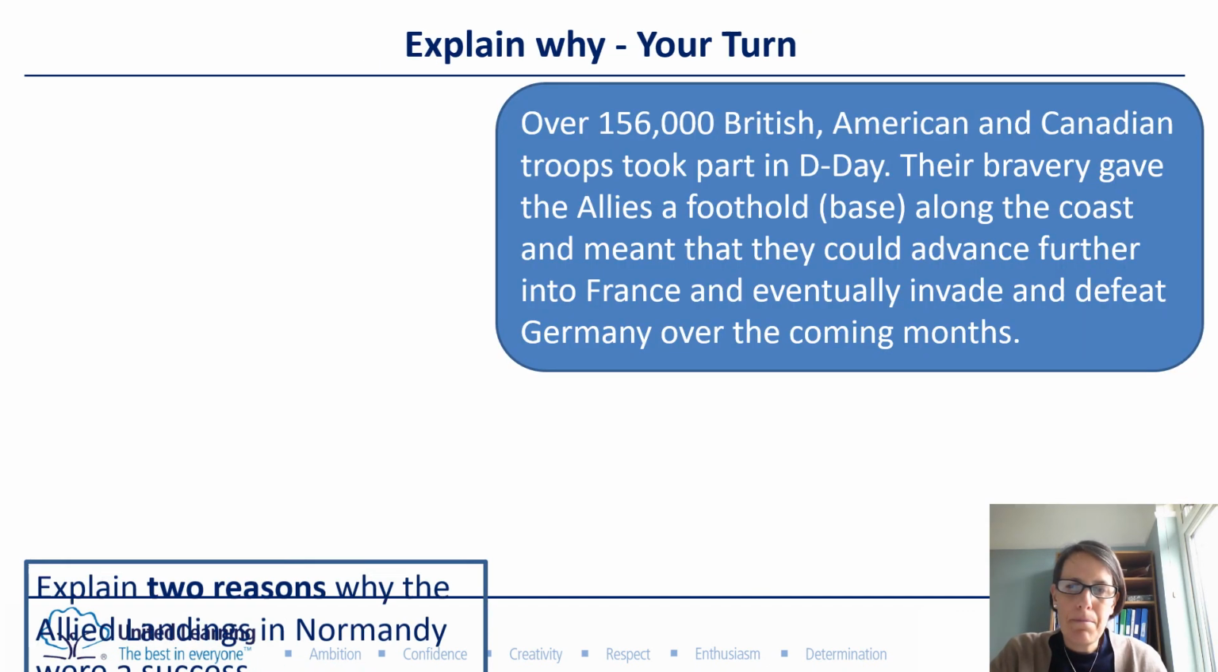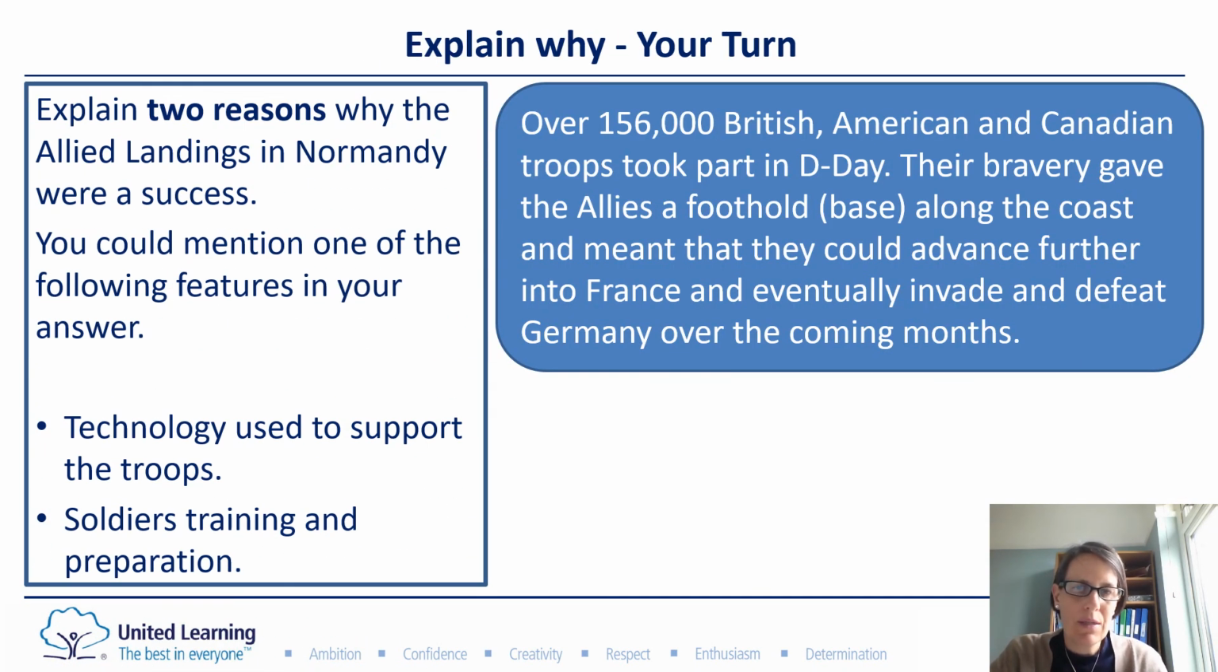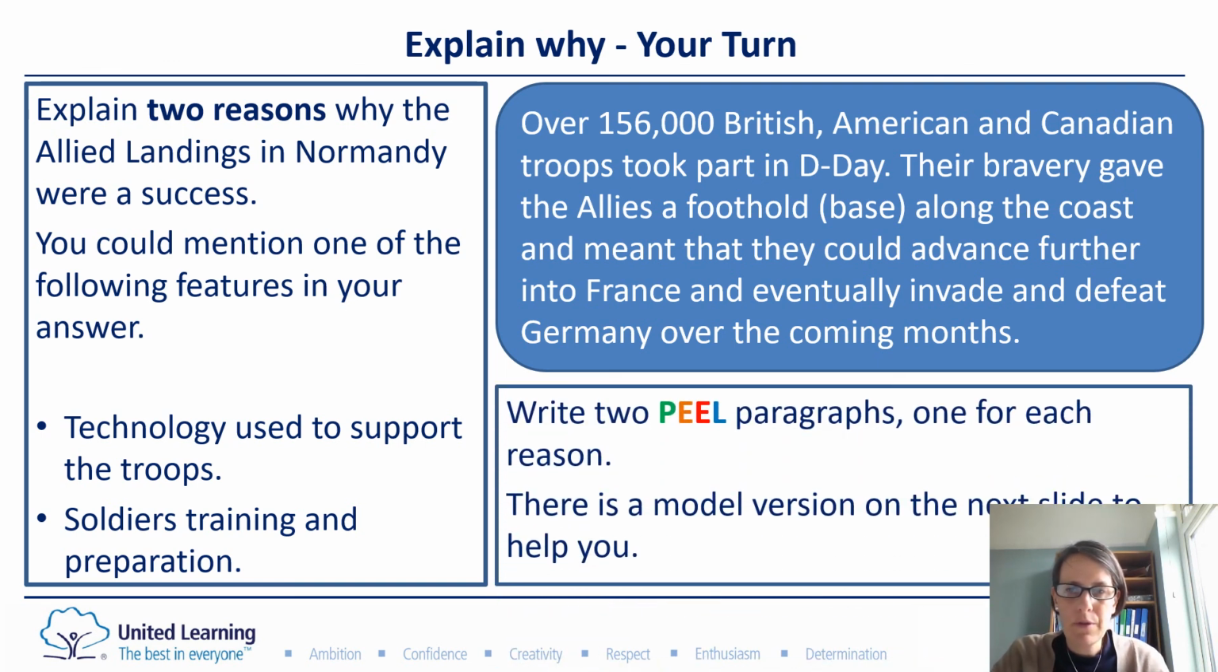Okay, so our main writing task this lesson is to explain 2 reasons why the Allied landings in Normandy were a success. And there's a couple of suggestions there. We're going to do 2 PEEL paragraphs. And there you can see, over 156,000 British, American, Canadian troops took part, and they got through that German barrier that we saw on the map, and it meant that in the next few months they could get right the way to Germany and defeat the Nazis.